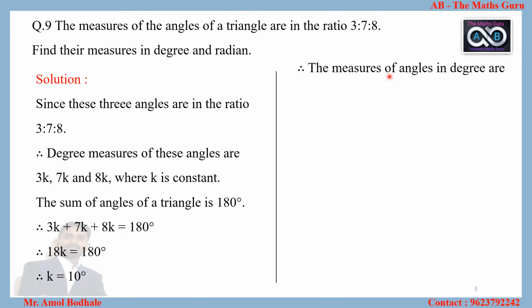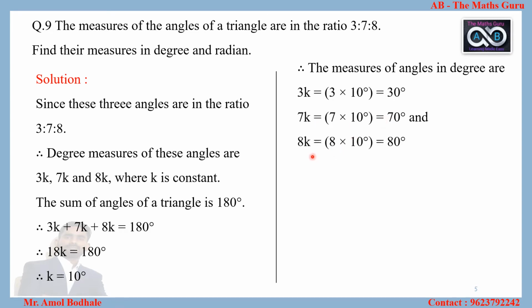Therefore the measures of the angles in degree are 3k, which is 3 into 10, that is 30 degree, 7k, which is 7 into 10, 70 degree, and the last one 8k, 8 into 10, which is 80 degree. So here 30 degree, 70 degree and 80 degree are the required measures of the angles in degree. So we can even convert all these angles to radian.